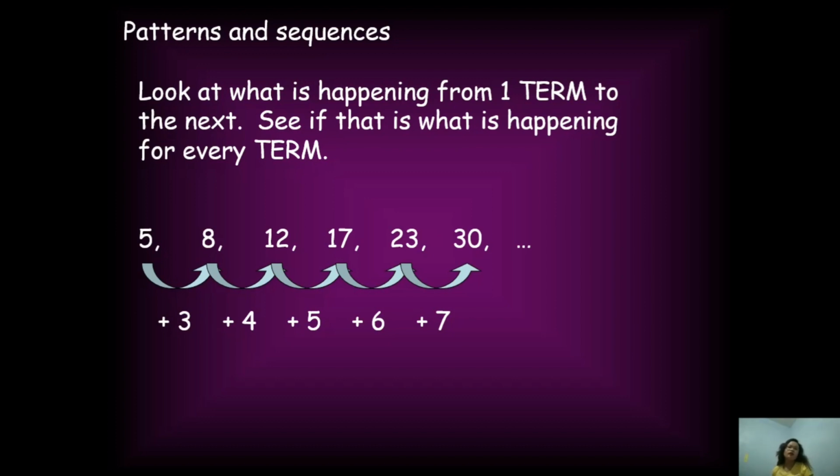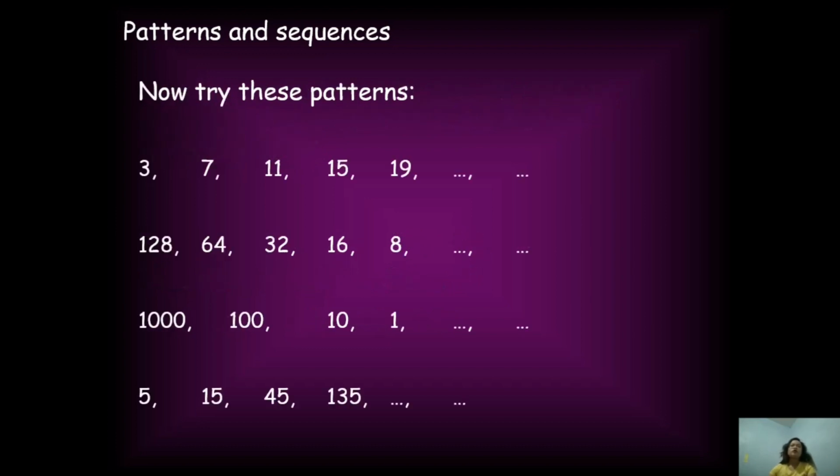So the pattern here, in order to know the sequence of digits, is plus 3, plus 4, plus 5, plus 6, and plus 7. So patterns and sequences. Because of the different examples that we've tried a while ago, we can now say that the pattern is something like that or like this.